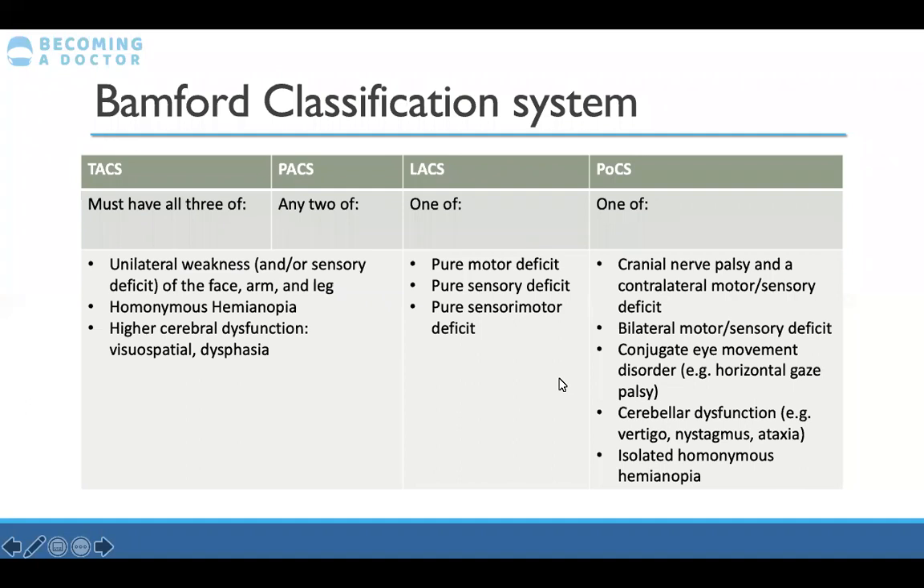Lacunar strokes are interesting, where you can almost think of them as micro strokes in the parenchyma of the brain. These usually affect the basal ganglia, which is quite common, or the thalamus, for example. And it's usually the smaller blood vessels that are affected. Some people might have small lacunar strokes that have no effect. Over a period of time, the brain has found other ways to compensate.